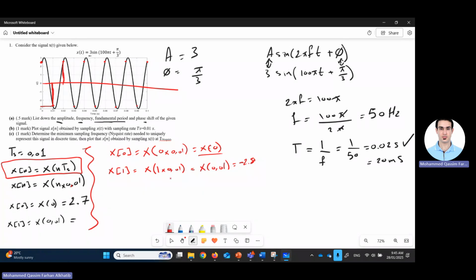X of 2 equals x of 2 times 0.01. So you notice that this one does not change. It's my sampling period. So it's going to be x of 0.02. We'll go to the function at time 0.02. This one, what will be the value? This value is approximately 2.8 or 2.7, and so on. You repeat for all other values. Is it clear now?